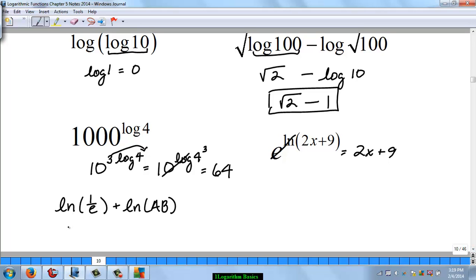So I want to evaluate this, so I'm going to write this as, this is like e to the first down here, so if I bring it up, it's going to be ln e to the negative 1 plus ln a, since it's multiplied, plus ln b.